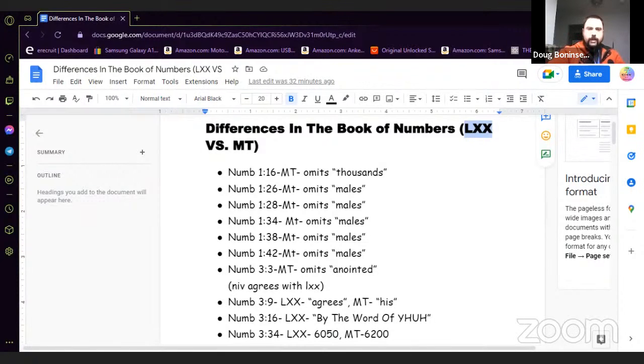But anyway, first we're going to be going to Numbers chapter 1, verse 16, and we're going to see a big difference here. We're going to see in the Masoretic text, the word thousands is not there. So I'm going to show you what I'm talking about. I'm going to put up my Word software, which is very similar to eSword. I just like it better because the compare option is a lot better. And I'll use a translation you're familiar with. I think most of us would be familiar with the ISR 2009.